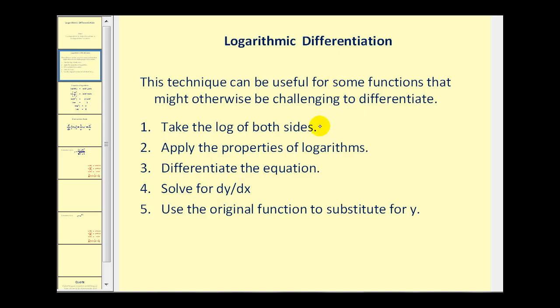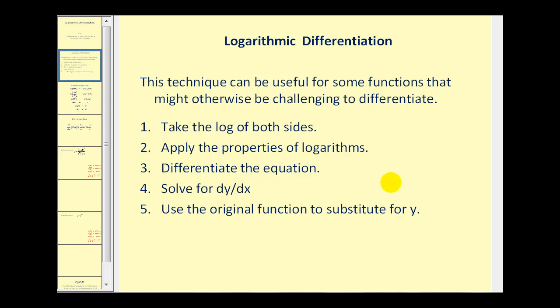Step 1 will take the log of both sides of the equation. Step 2 will apply the appropriate properties of logarithms. Step 3 will differentiate the equation. Step 4 will solve for dy/dx, and then step 5 will use the original function to substitute for y.